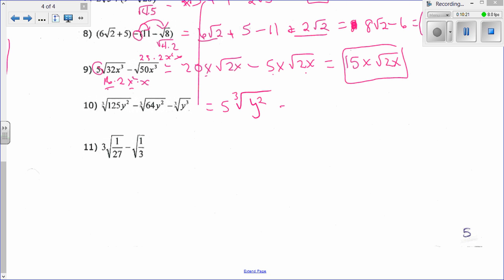Minus 64 is also a perfect cube, and the cube root of 64 is 4. Y squared can't be broken down here either, so it's still y squared, minus the cube root of y cubed, which can be simplified to just minus y. So I have like terms here because they're both cube root y squared, so 5 minus 4 is 1. So it's just the cube root of y squared minus y for my final answer.